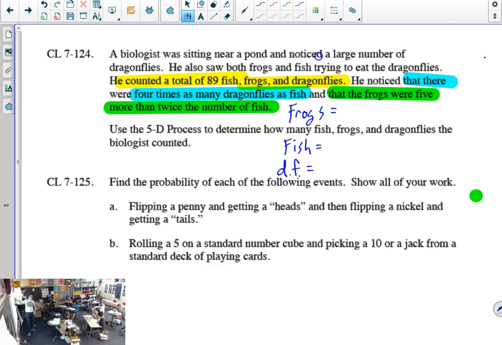What's our variable going to represent? Why are you using D for dragonflies? Are they referencing the dragonflies? You only do the one that everything references. When they tell us information, what quantity, not number, but what amount do they reference back to?